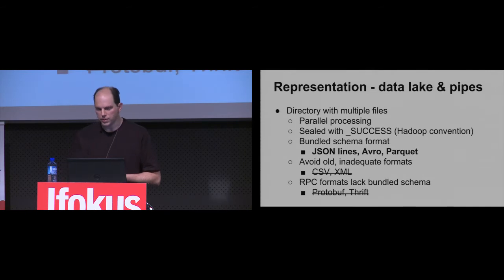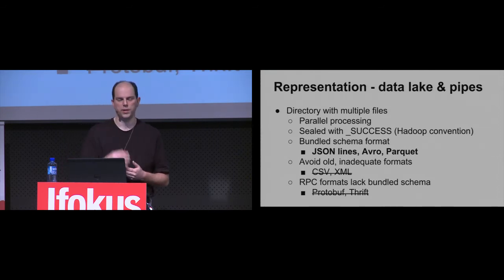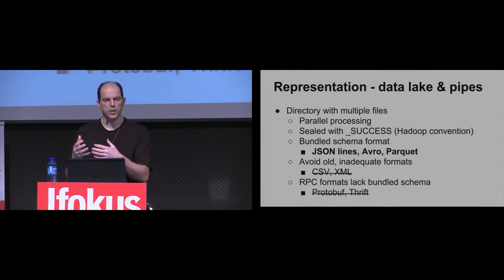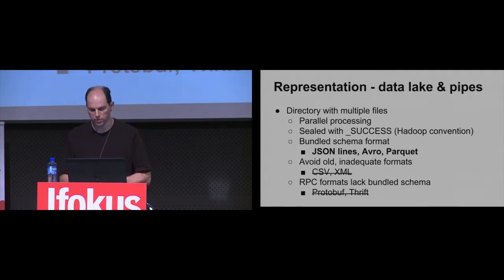And the concrete representation of such data sets in the data lake and in the pipeline processing is a directory with multiple files, so each directory is one data set instance. There are multiple files in order to enable you to process them in parallel. And while they're being written, new files are added, but after all files have been written, they are sealed with a file called _SUCCESS, which, I believe, is a convention that comes from Hadoop. But many tools adhere to these conventions.